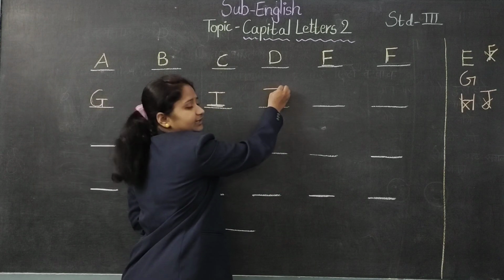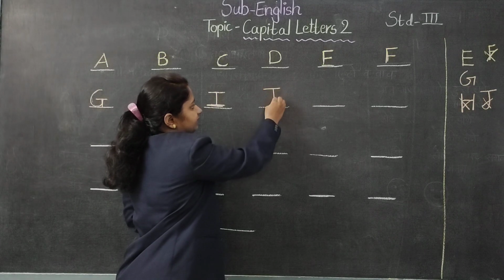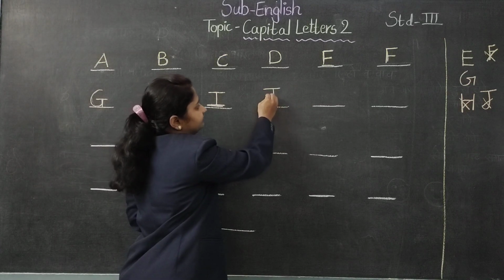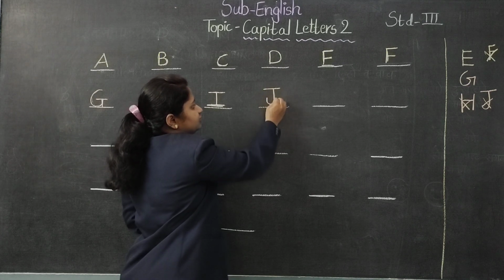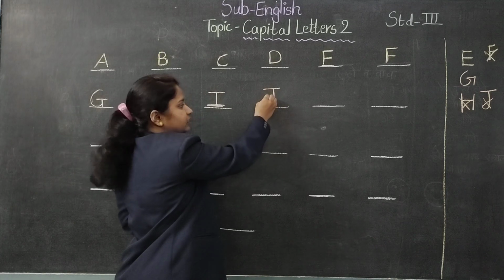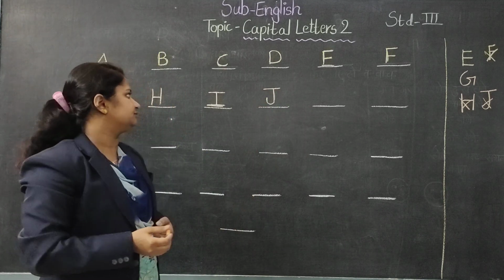First, sleeping line. Line number 1, which is the sleeping line. 1 and then 2 and then 3. There are 3 steps for writing letter J. 1, 2 and then 3. Okay, students? Now we will move to the next letter.